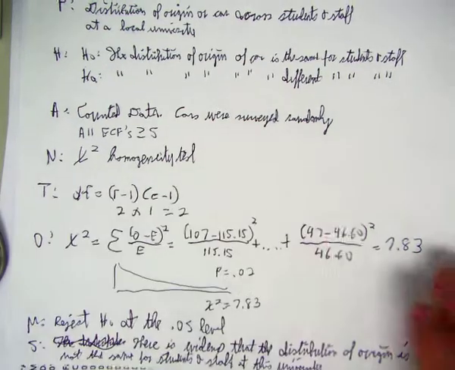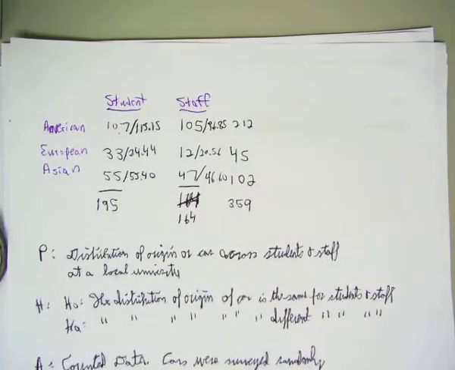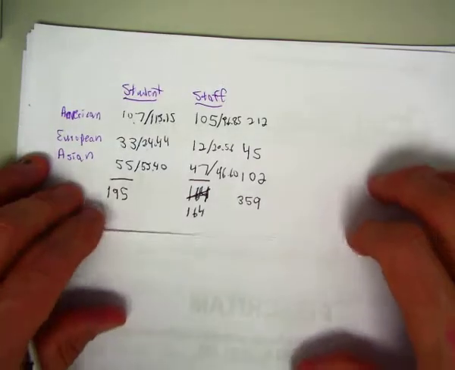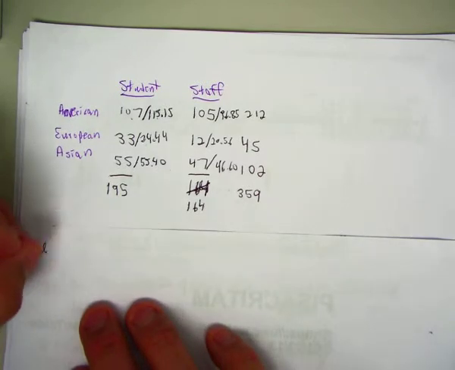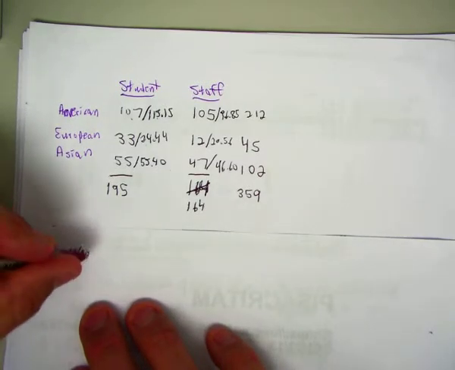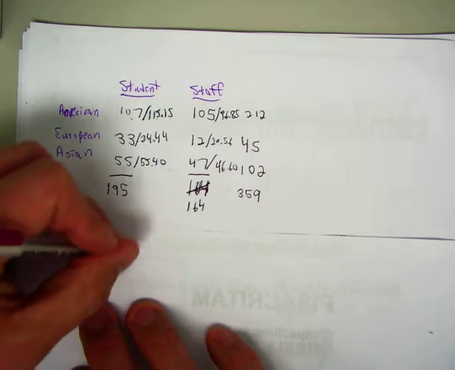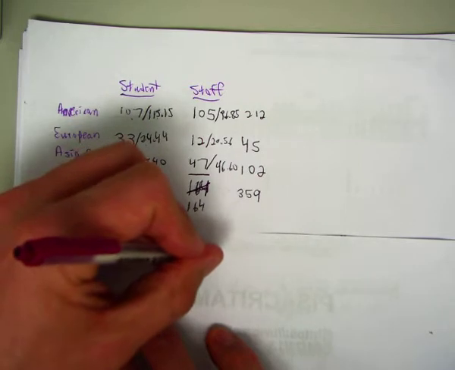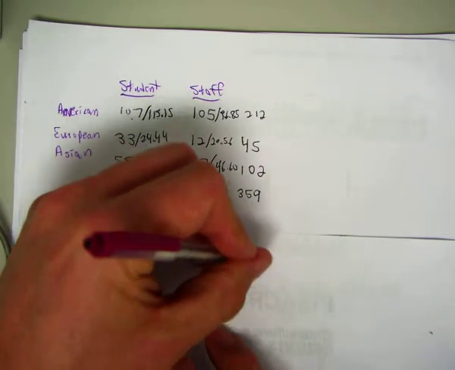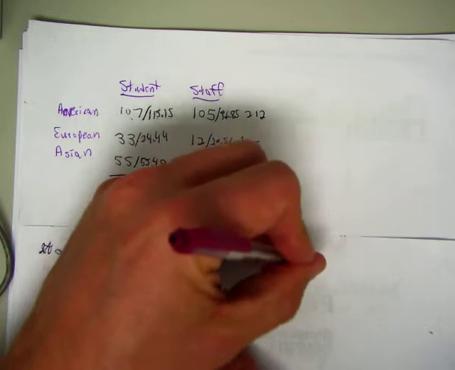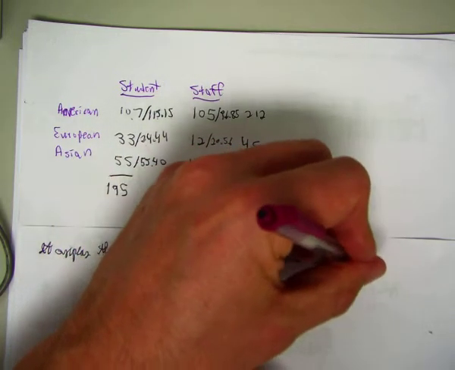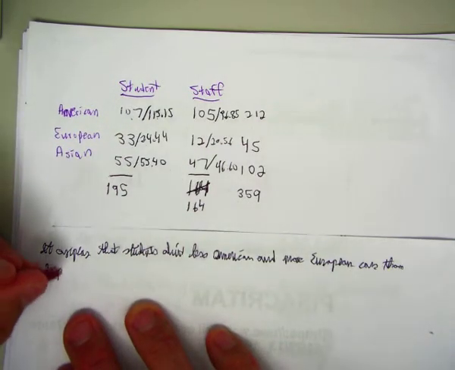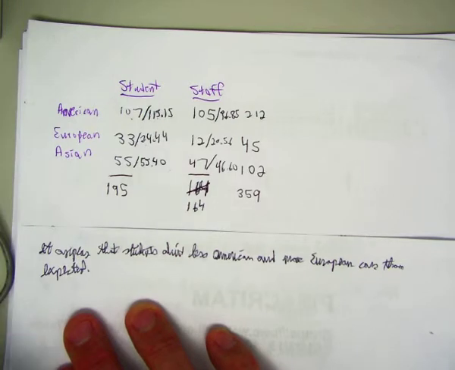Now, when I reject the null, I'm going to go and talk about it. So I'm going to go back up here, and here's what we're going to do. Okay, here's the deal. It appears that students drive less American and more European cars than expected. The Asians are right about where they should have been, right? For both of them, for both student and staff.